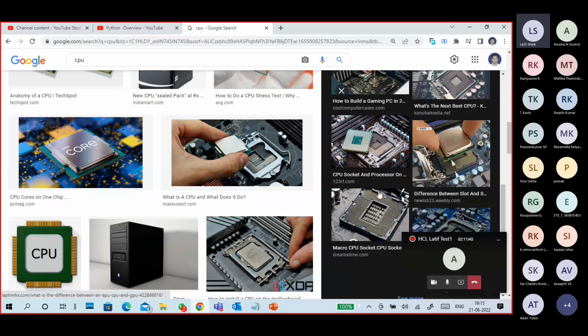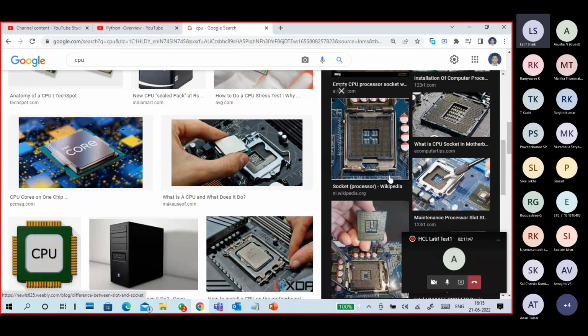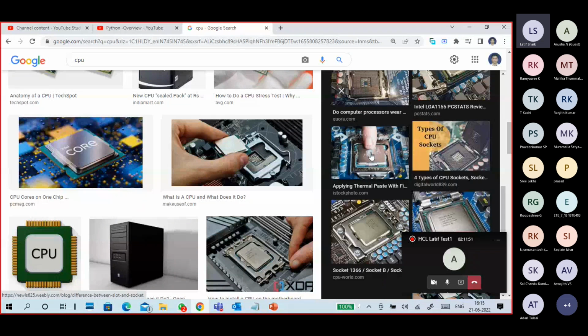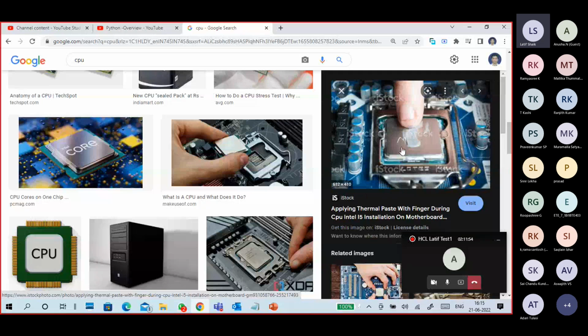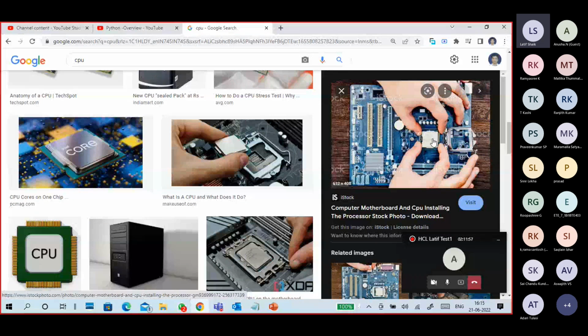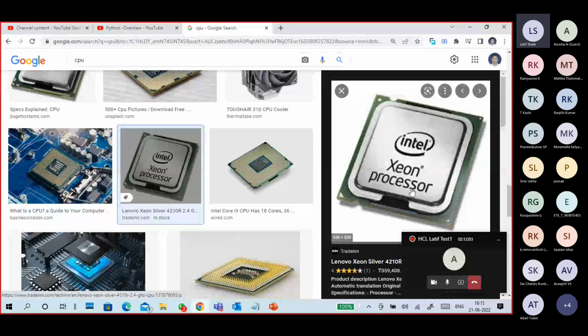So you can see different types of pictures, how they insert it. You can try any YouTube videos also on how to insert a CPU into the socket. They will give you a demonstration, so then you can easily understand. So this is how CPUs look. I'm not talking about full details, just how CPUs look.